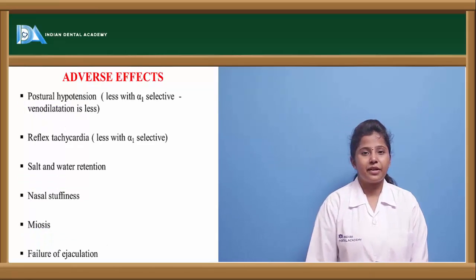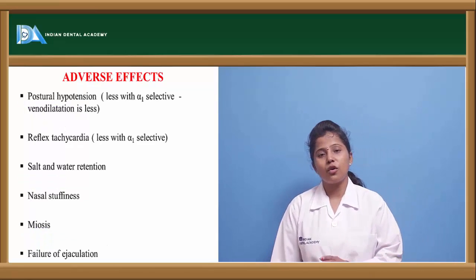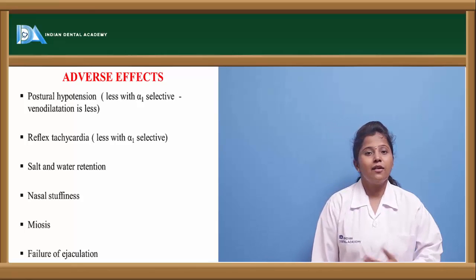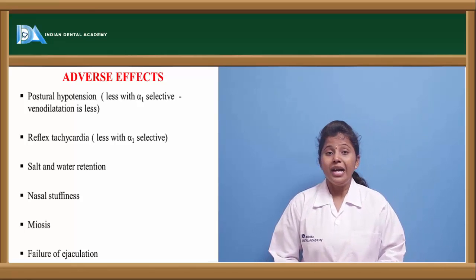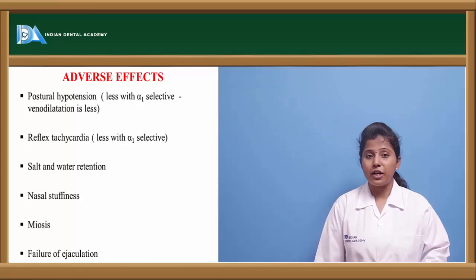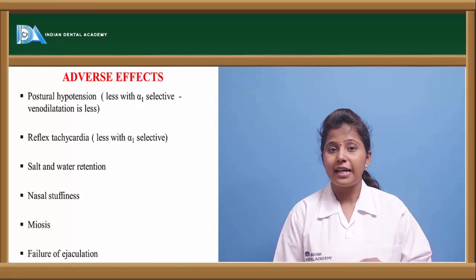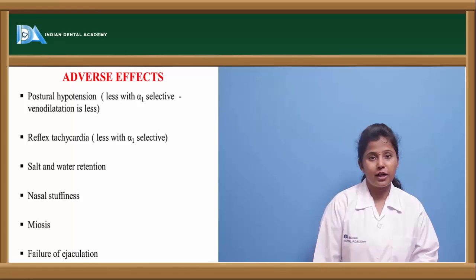Let us see the adverse effects. What happens if the dose of these alpha receptor antagonists is in excessive amount? It leads to postural hypotension. So these alpha receptor antagonists show the effect of postural hypotension.